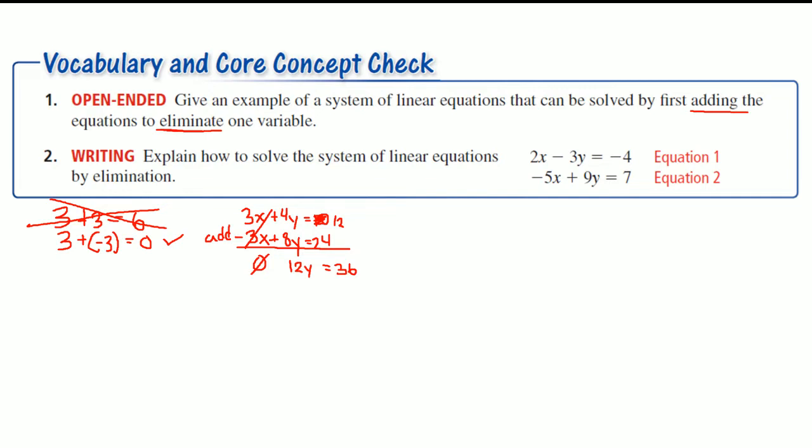Explain how you would solve this system. If we add it together, this becomes 3x, -3x. Add this together, becomes plus 6y. Add this together, 7 plus -4 would be 3. Did anything get eliminated in this? No. So this was bad. Let's see if we could actually do something here.